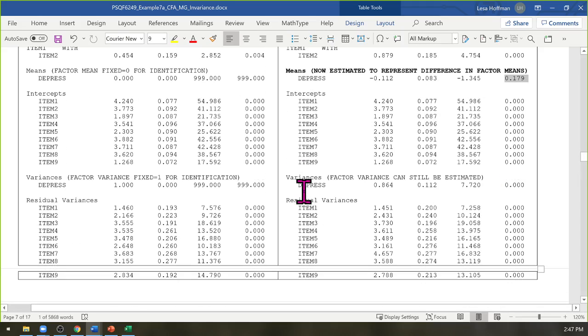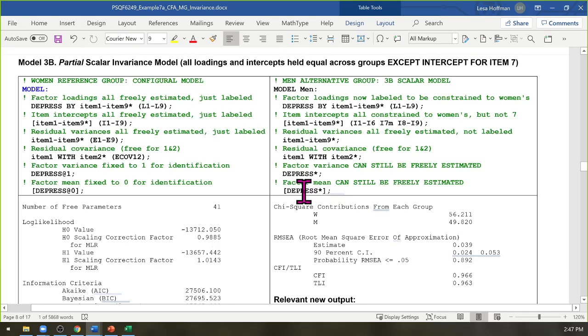So I'm going to free the intercept in one group. And here's how I'm going to do it. So I'm on page, looks like it's 9, but I'm off, so it should be 8 on your copy. So I added a little m after item 7. So I'm labeling it with a new label that is not shared by the women.